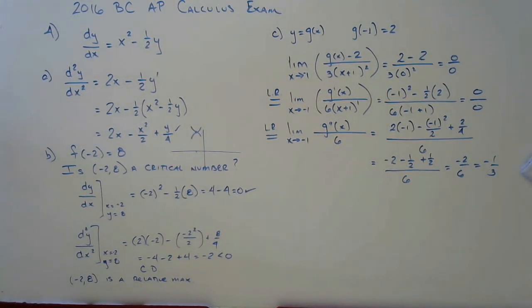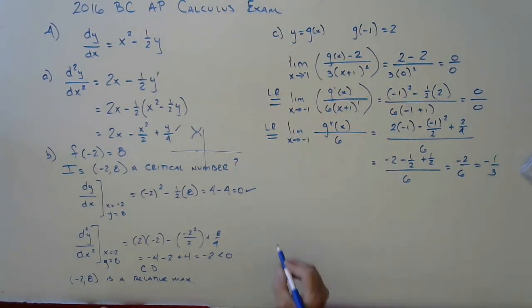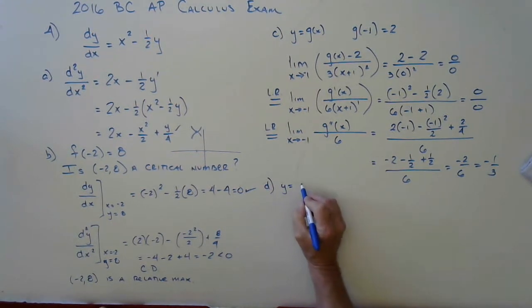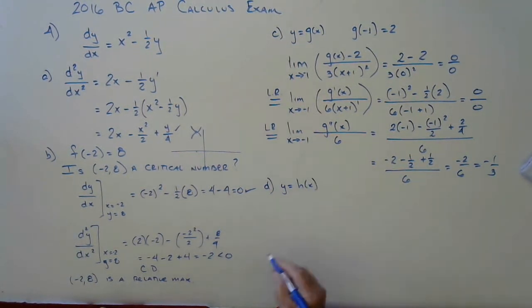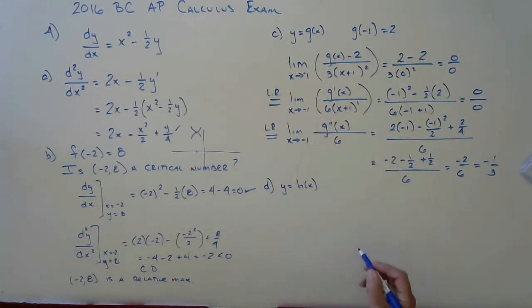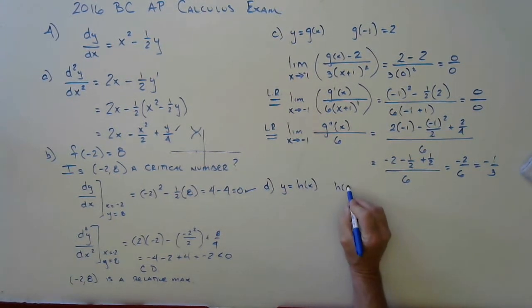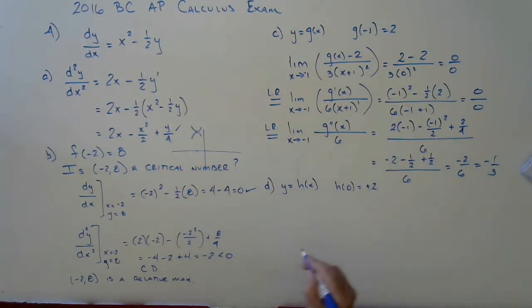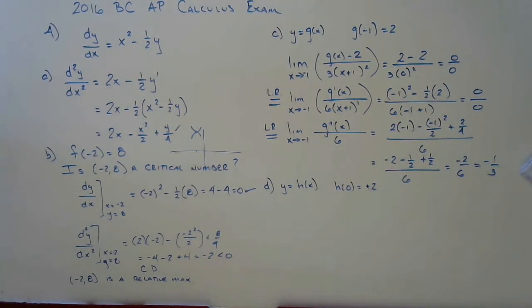Part D says, now we're on to our third particular solution, right? Part D says we're going to let y equal h of x. Yet a different particular solution to the given differential equation. And this time we know h of 0 equals positive 2. And it says, use Euler's method starting at x equals 0 with 2 steps of equal size to approximate h of 1.